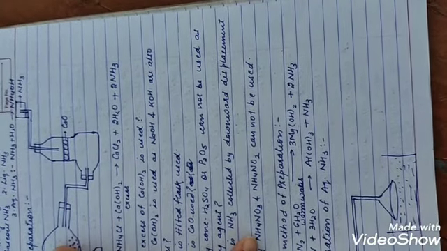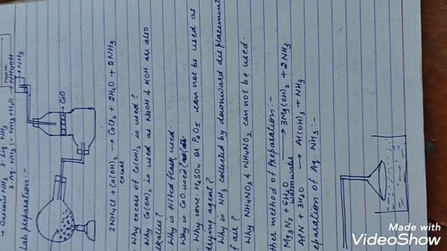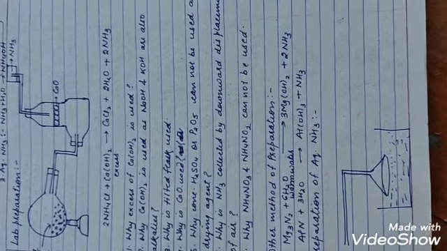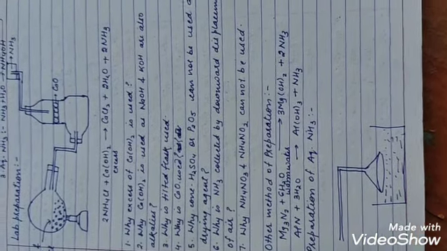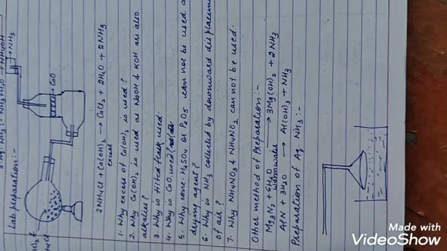Why can NH4NO3, that is ammonium nitrate, and ammonium nitrite not be used? Because they decompose, they dissociate on heating. What is the difference between decomposition and dissociation? In decomposition, they are forming products.